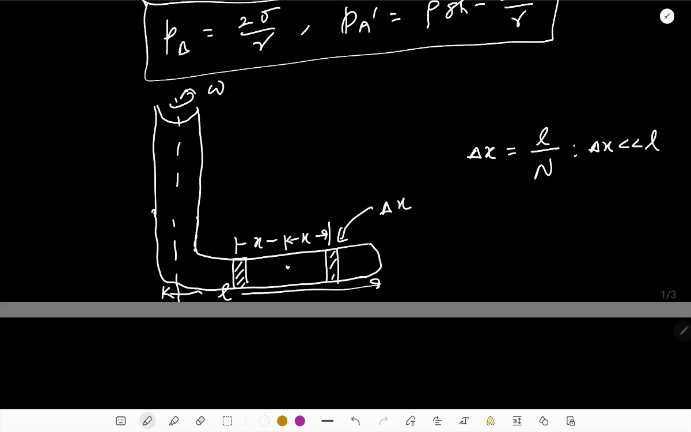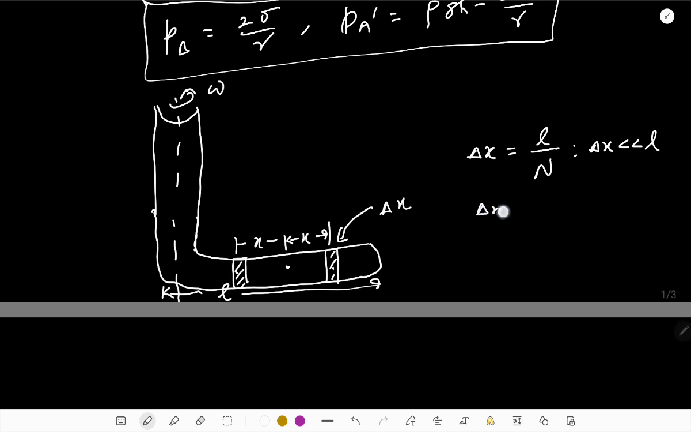And this delta x is of course very much less than L, so they can be treated as a point if you like to. If you don't, this length is delta x. Delta x is much smaller than L. So let us consider these two small capillaries containing liquid of mass. Each is itself a small capillary.